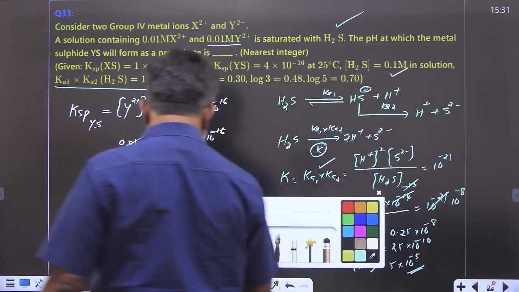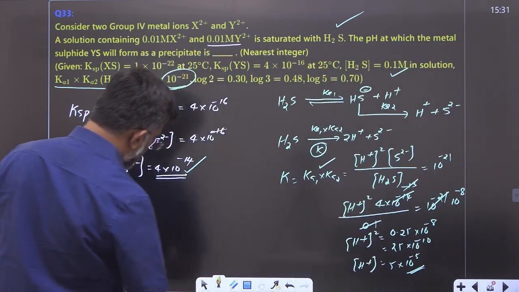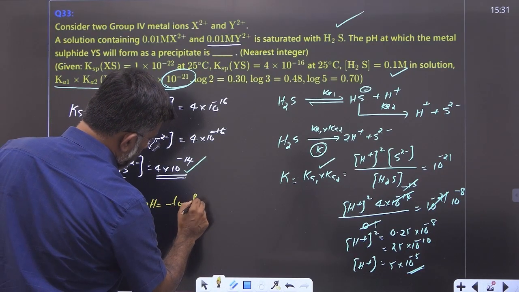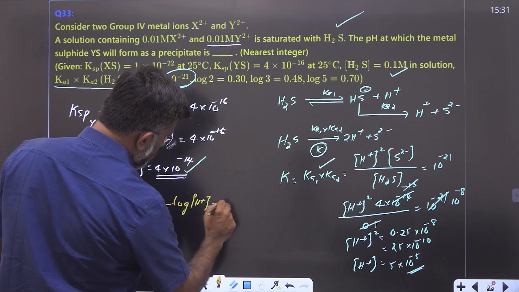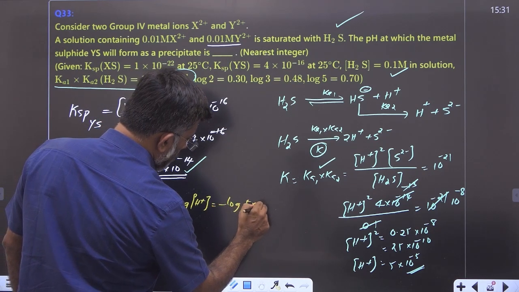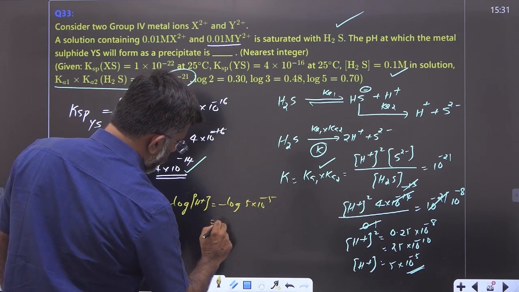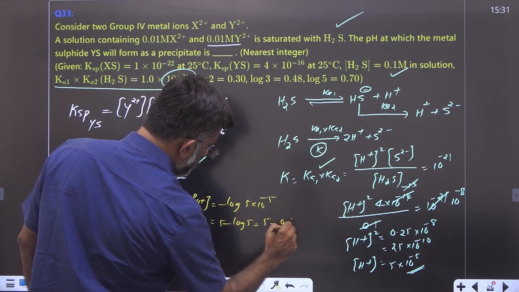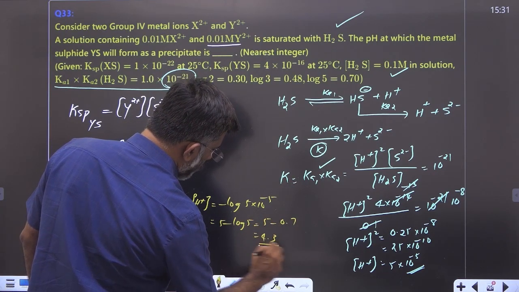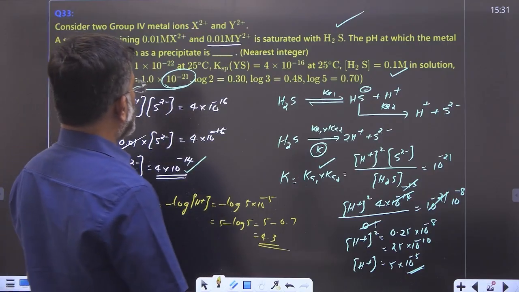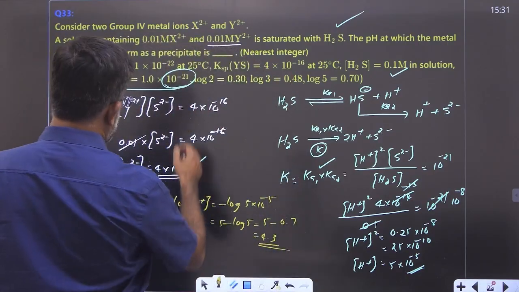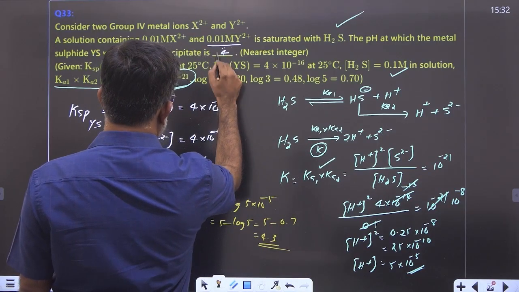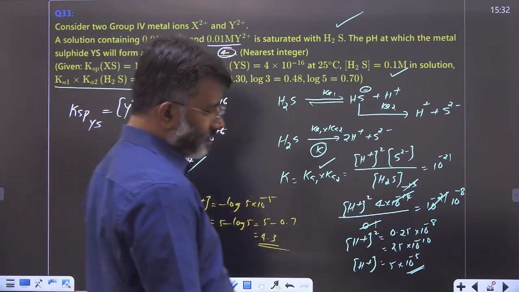Therefore, what is pH? So what exactly will be pH? pH equal to negative logarithm of H plus concentration, negative logarithm of 5 into 10 power minus 5. That is 5 minus log 5. That is 5 minus 0.7. It will be 4.3. We want the nearest integer, so the answer will be 4. 4 is the answer.